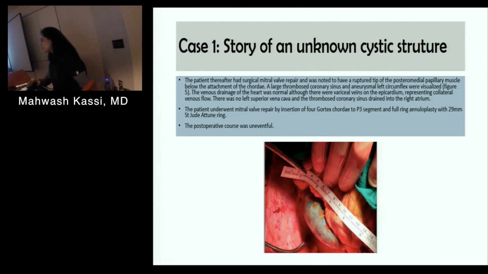This was my first case. I still have 10 minutes, so I can go over the second one. Any questions about this particular case?